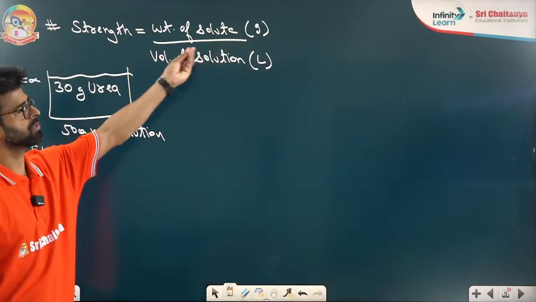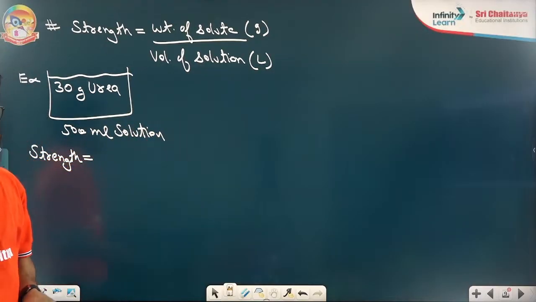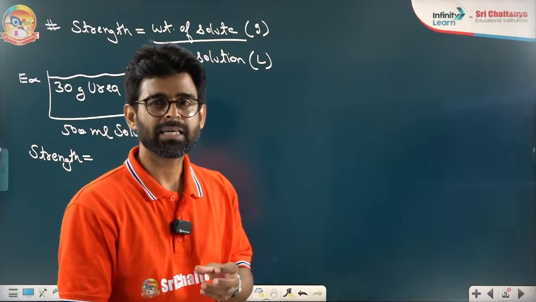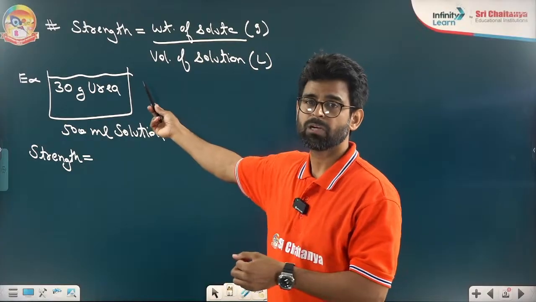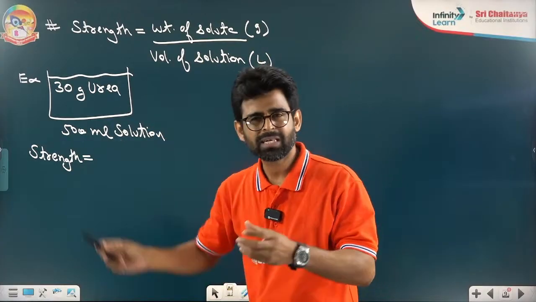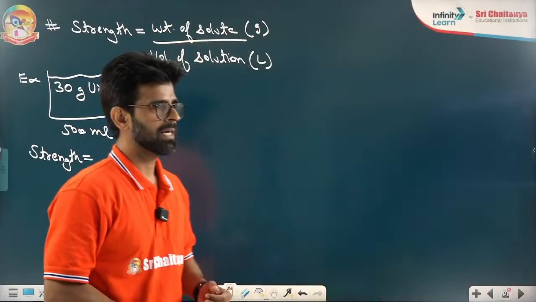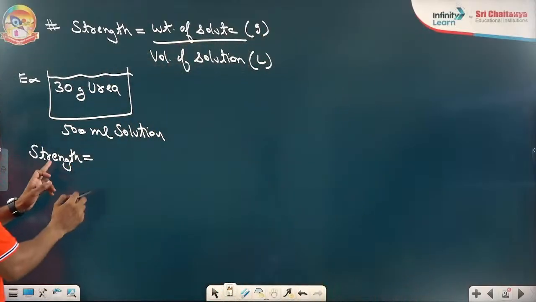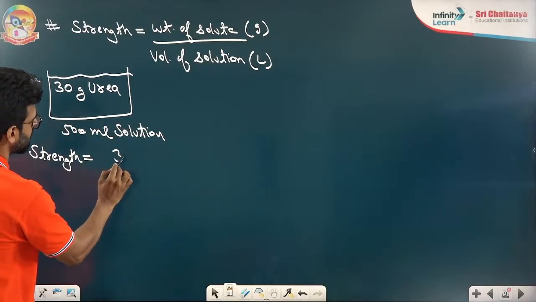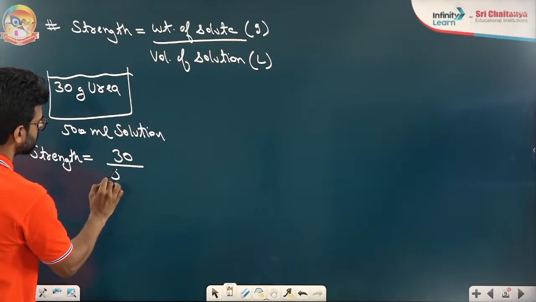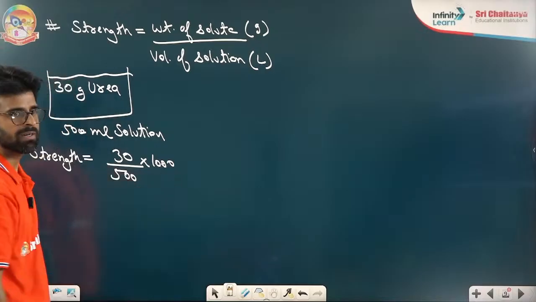Simply weight of solute in grams divided by volume of solution in liters. If you have seen the term molarity, in molarity what we take? We take the moles of solute divided by volume of solution. So it is a little different from molarity. I will discuss molarity in tomorrow's class, right? So strength we are discussing here: weight of solute, 30 gram, divided by volume of solution in liters.